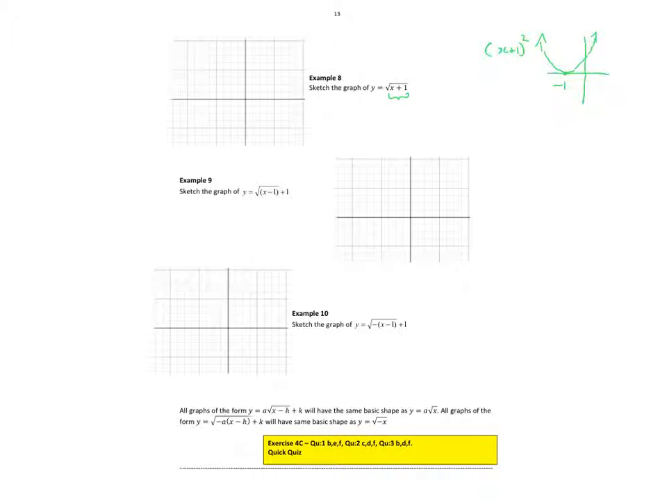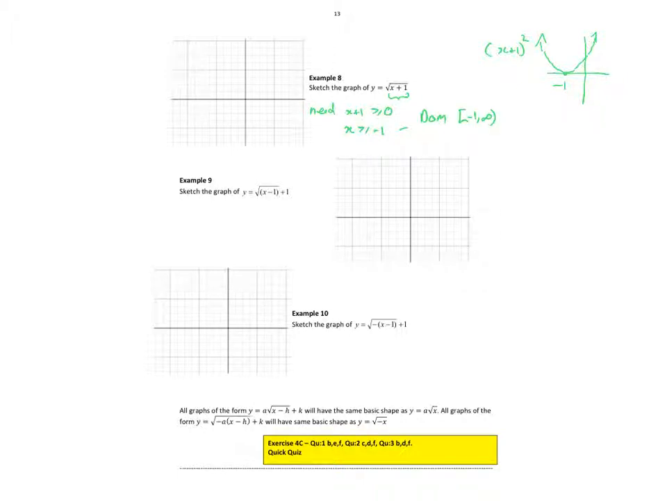Okay, so it's similar here. Another way to think of it is, I need x plus 1 to be greater than or equal to 0, because I can't get the square root of a negative number, which means x has got to be greater than or equal to negative 1. So there's my domain. The domain is going to be from negative 1 to infinity.